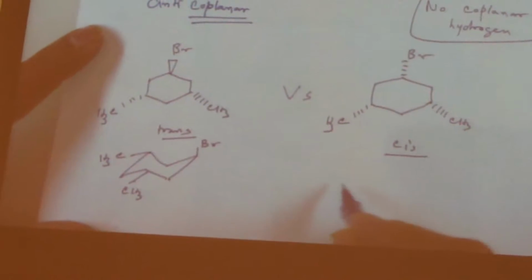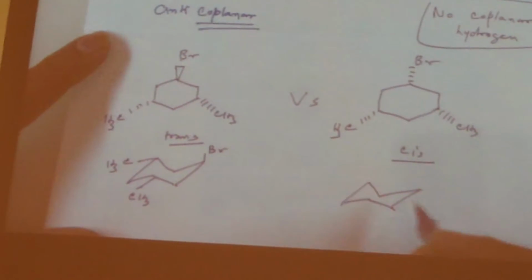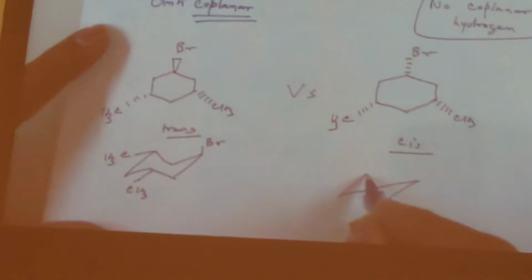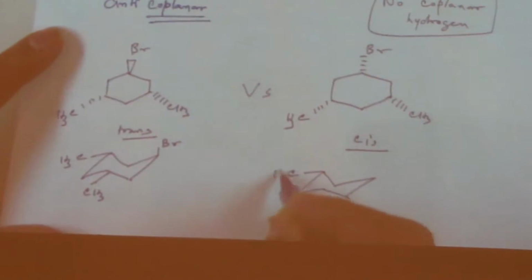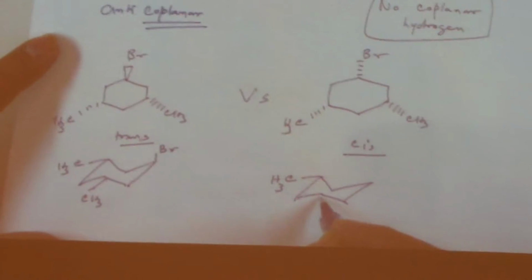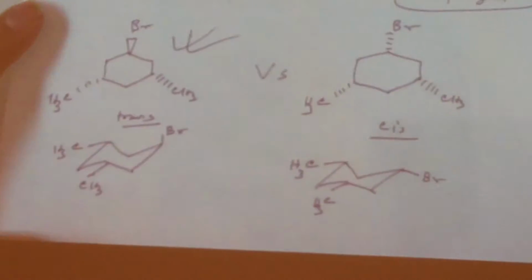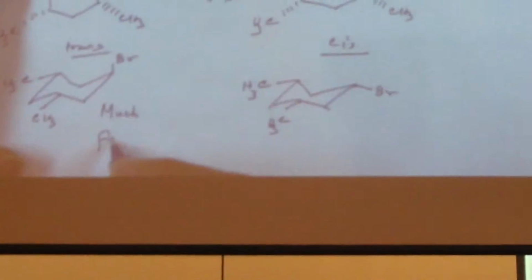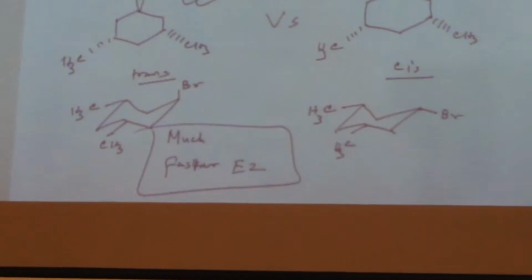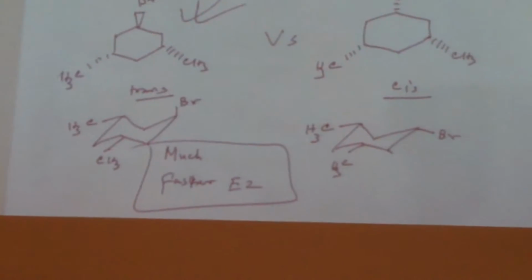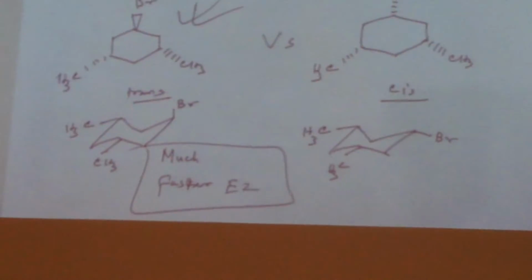So this is the trans, and the cis one will have both axial, and therefore, ideally, this reaction goes much faster than that. So this is the effect of the orientation of the different groups there, and similar examples are also in your text that you can go through.